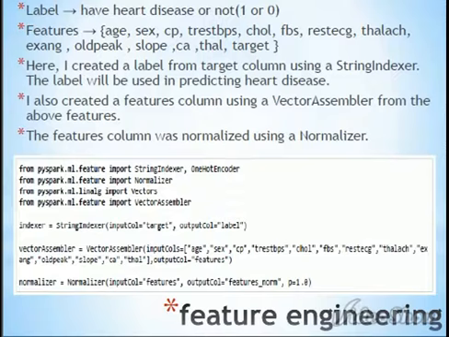So as for the feature engineering, I want my model to predict whether a person has heart disease or not. For the features, I used almost 13 of the columns: the age, sex, chest pain, etc. Here I created a label from the target column using a string indexer. The label will be used in predicting heart disease. I also created a feature column using a vector assembler from the above features. The feature column was normalized using a normalizer, as we can see in the image below.